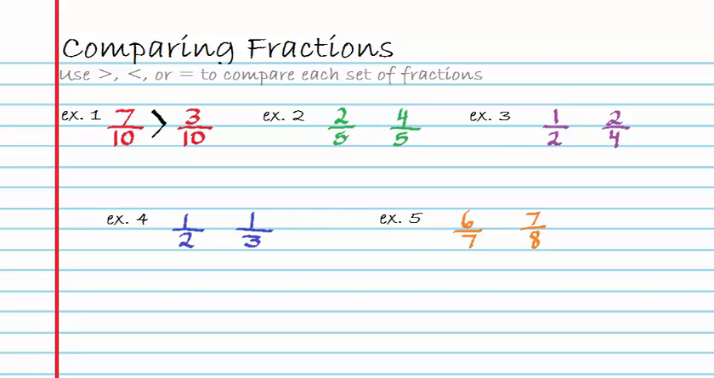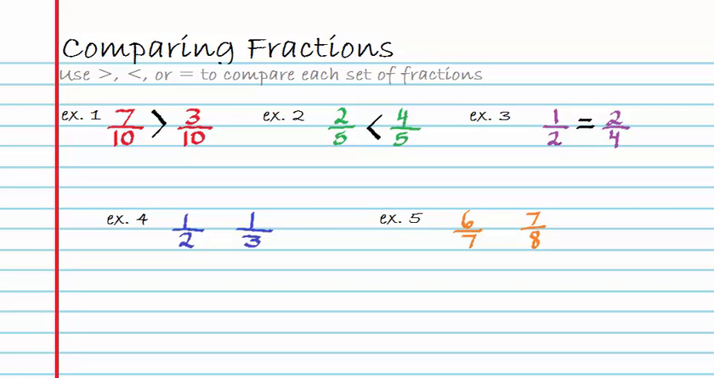So moving to example 2, again we have common denominators, so all we have to do is compare our numerators. Well, in example 2, 2 is less than 4, therefore 2/5 is less than 4/5. And hopefully example 3 jumps out at you. We have 1/2 and 2/4. Well, 2/4, if we simplify it, would be the same thing as 1/2. So these two are equal.